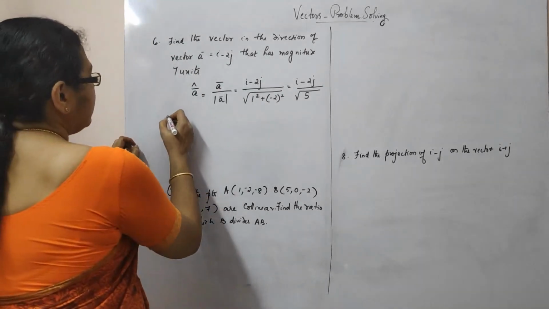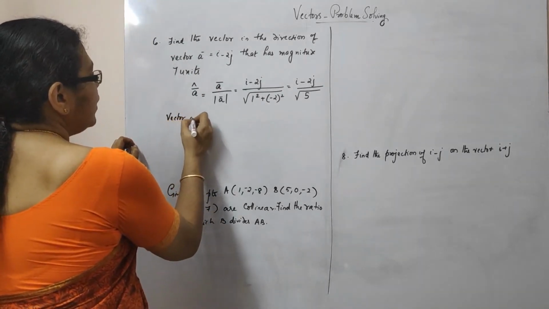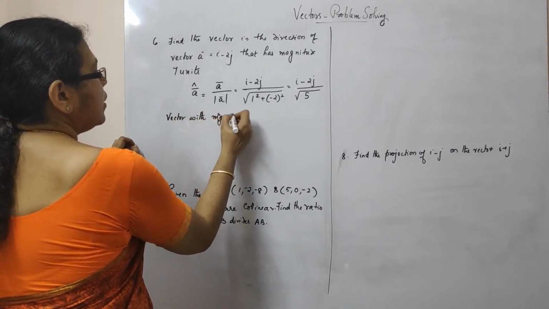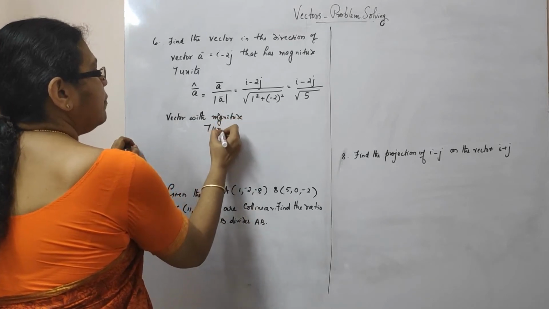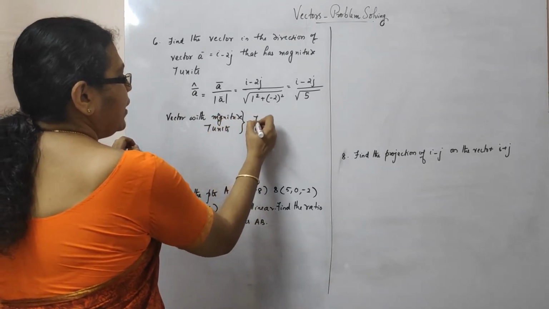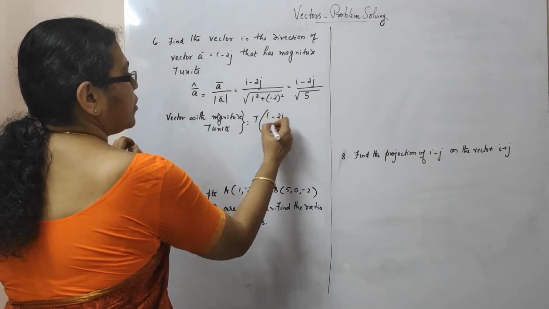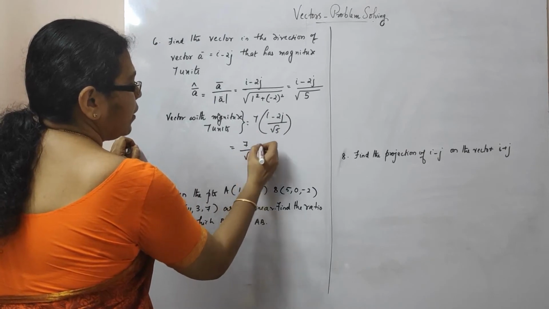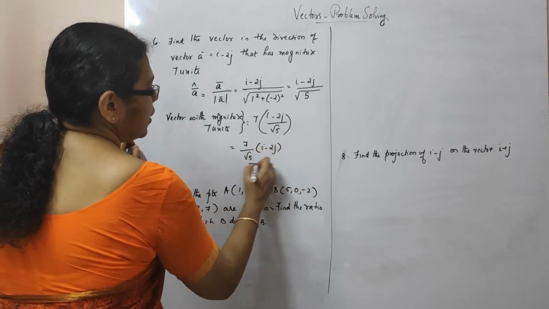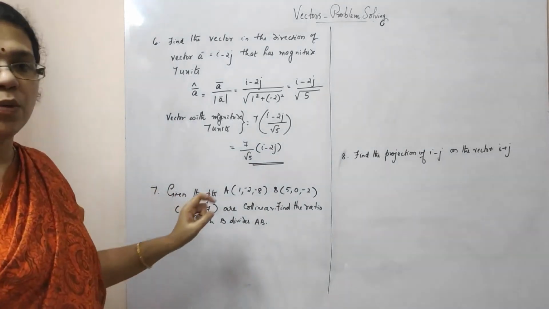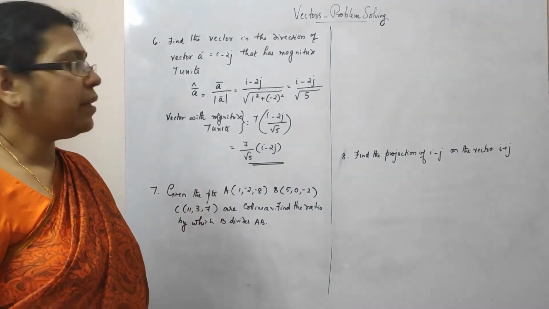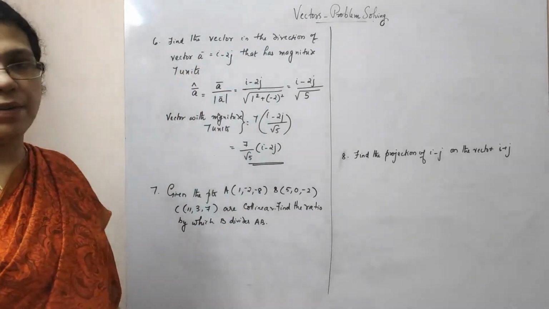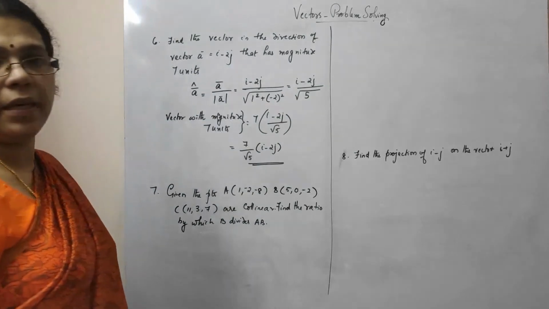So the vector with magnitude 7 units will be equal to 7 times this unit vector, i minus 2j by root 5. So what is the value? 7 by root 5 into i minus 2j. So this is the required vector whose magnitude is 7 units and which is in the direction of the given vector. I hope it is clear.